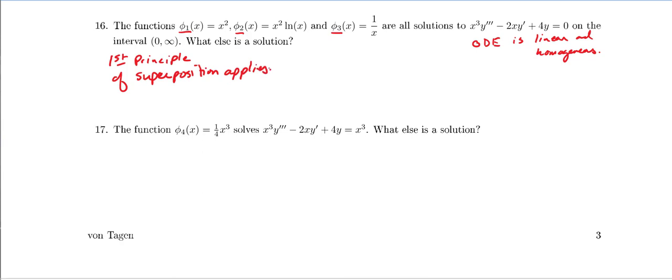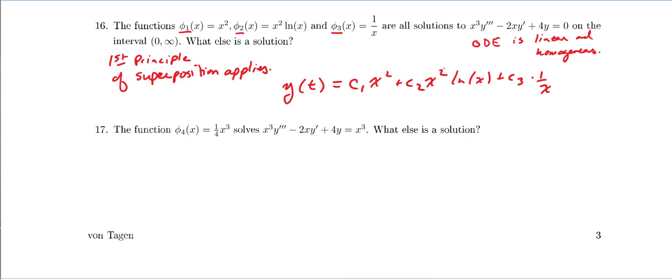What do I mean by that? Well, the first principle of superposition says if you've got two or more solutions to, and let's be very careful here, to a linear homogeneous ODE, then any linear combination of those two solutions is also a solution. So here I ask, what else is a solution? Any function of the form y sub t equals c1 x squared plus c2 x squared natural log of x plus c3 times 1 over x.